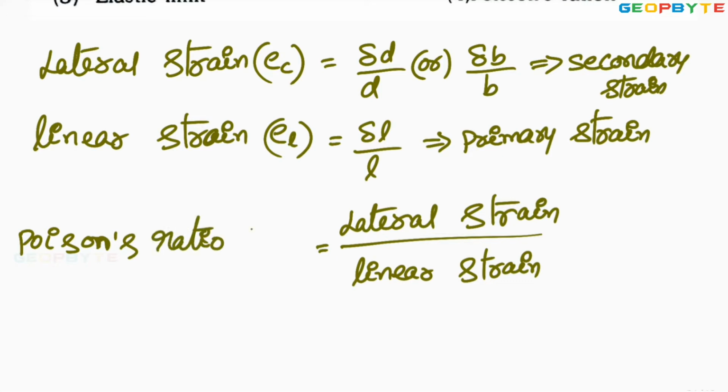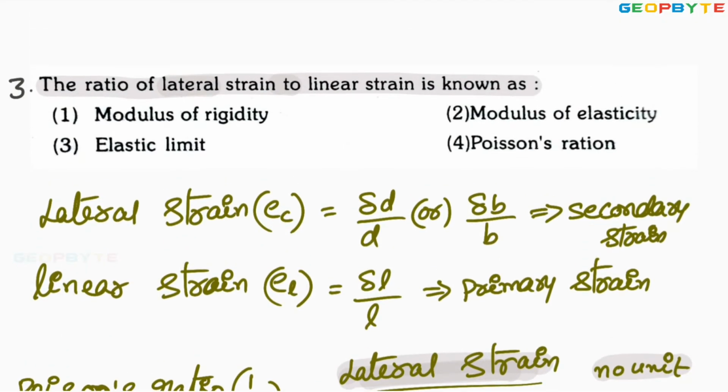This Poisson's ratio, denoted by 1 by m, comes under the material property. Poisson's ratio has no unit. Poisson's ratio is free from units. Anyhow, the ratio between the lateral strain and linear strain is called Poisson's ratio. Come to our problem. The ratio between lateral strain and linear strain is known as Poisson's ratio. Therefore, the fourth option is correct. I hope you got my point.